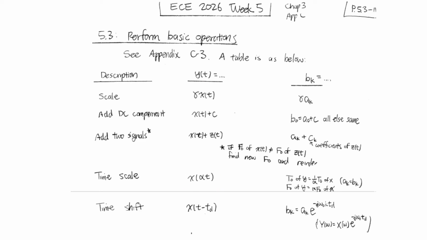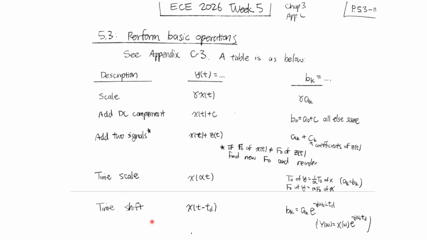Next up, time scaling is if y of t is equal to x of alpha t. And as you saw in the lab that we just did, it doesn't really change the coefficients at all. What it does is it changes the spacing between the coefficients, which is determined by the fundamental frequency. So the fundamental frequency changes, or in other words, the fundamental period also changes, but all the coefficients stay the same.